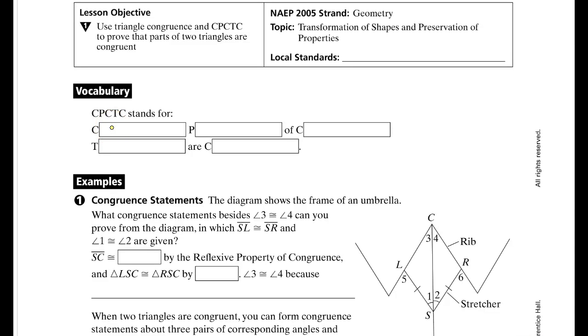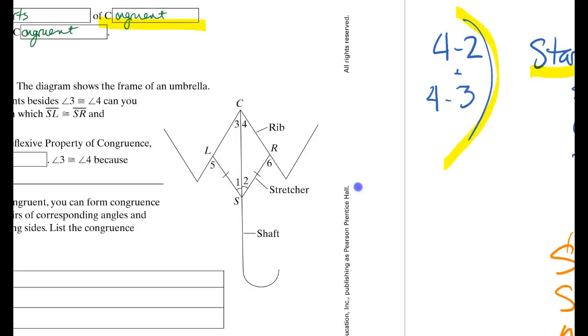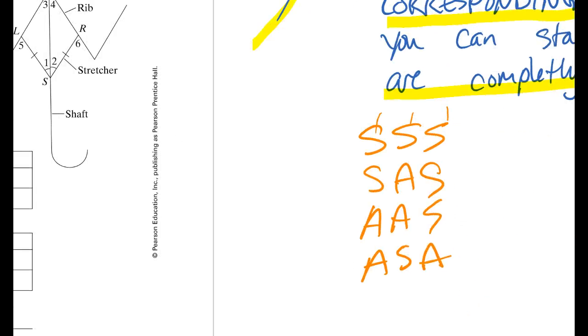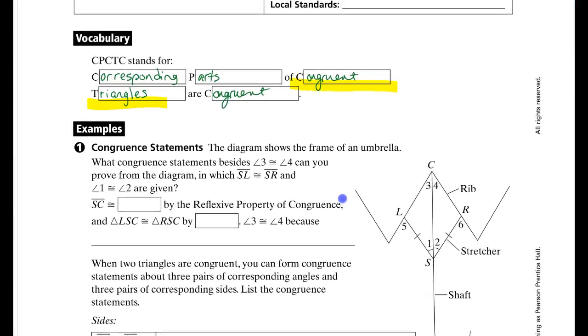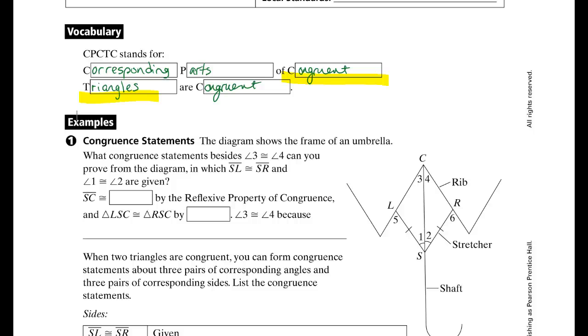Here's what CPCTC stands for. Corresponding parts of congruent triangles are congruent. Oh, look at that. They're looking for things that are congruent triangles. The only way to get congruent triangles was with our SSS, SAS, ASA, and AAS. So that means we can take one more step after we've done that, hey, these 2 triangles are congruent, and then talk about the parts that we ignored or didn't know anything about at first.